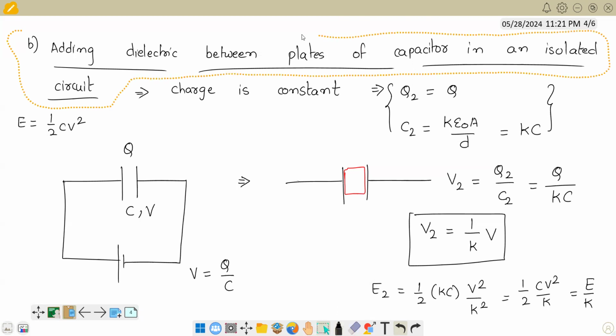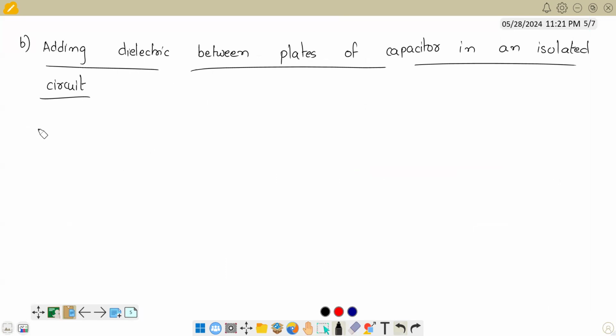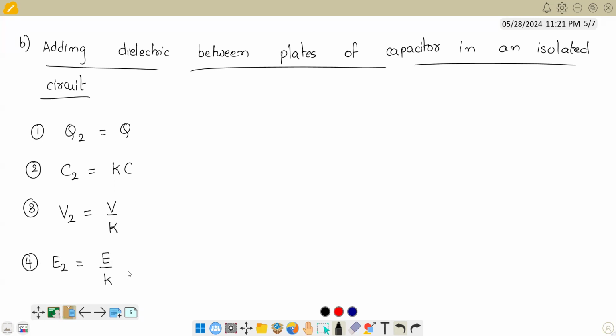Finally, what can I conclude in this case? Again, I will take it to the next page and we'll see what we can conclude from this. For the given case, what would be the same? First, Q2 would be equal to Q. Next, capacitance, whether you take case A or case B, increases by K times because of placing the dielectric. Then V2 would become V by K, and similarly, energy also will become E by K. So these cases are very important while solving problems. I hope you understood both the cases.